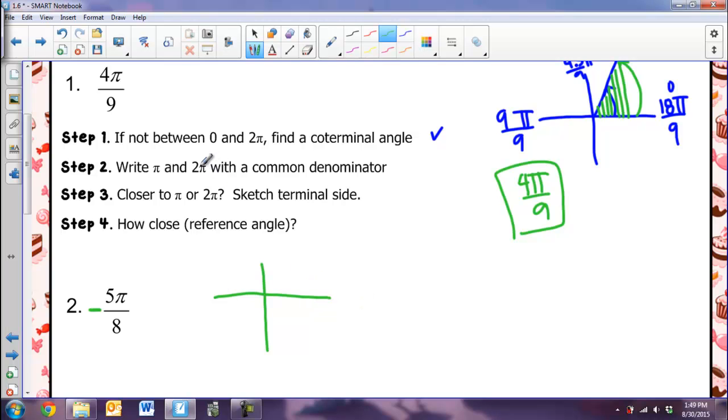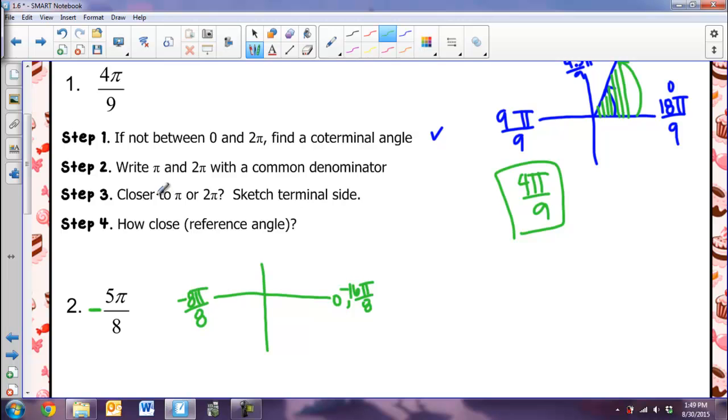So we're going to write pi and 2 pi with a common denominator. Okay, so this is your 0 degree angle. Remember, if I'm going backwards, then this guy would be negative 8 pi over 8. And if I went all the way full circle, I would be negative 16 pi over 8.